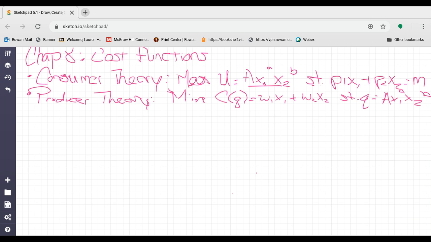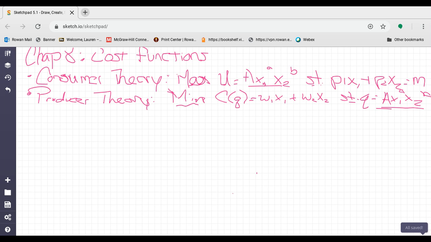Now in producer theory, though, we're minimizing our costs, how much the company's spending on our two inputs, typically labor and capital. So cost is W1X1 plus W2X2, almost like the budget. But now this is subject to Q equals some function. Again, I put a Cobb-Douglas, but it can be any function. So this is the constraint now.